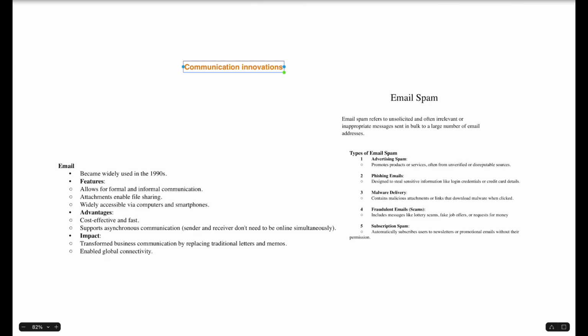Email. There's not much about emails to explain, but we can look at email spam. We all know what emails are used for, but we can see how spam works and how it affects our lives. So what is email spam? It refers to unsolicited and often irrelevant or inappropriate messages that are sent to the email addresses of many people.